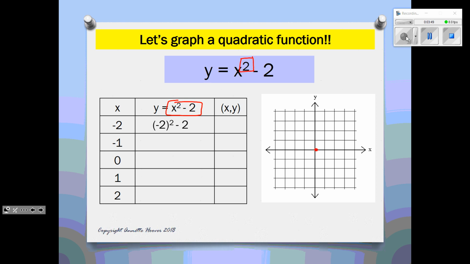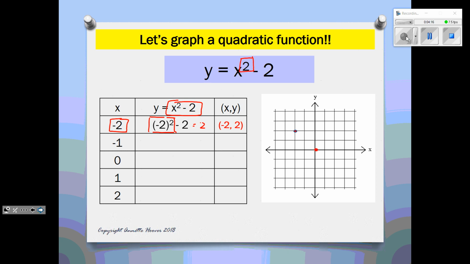So this would be -2 squared minus 2. According to order of operations, we always do exponents first. And -2 squared means -2 times -2, which is 4. So then you have 4 minus 2, and that equals 2. So our ordered pair would be -2 from the x, and then when we solved it, we got 2, so our ordered pair is -2, 2. So I graphed it there, -2, 2.